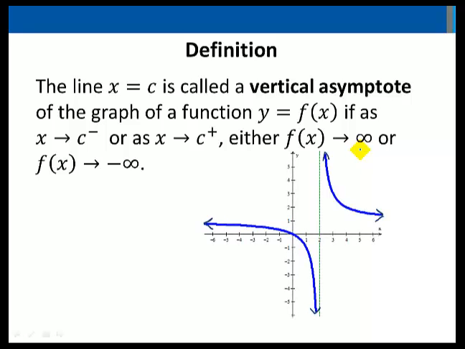Let's look at a graph of a function f of x, and notice we have a vertical asymptote at x equals 2. The vertical asymptote is x equals 2. As x approaches 2 from the left, f of x approaches negative infinity, and as x approaches 2 from the right, f of x approaches positive infinity. So we would say that x equals 2 is a vertical asymptote here.